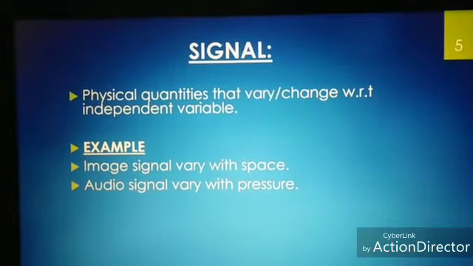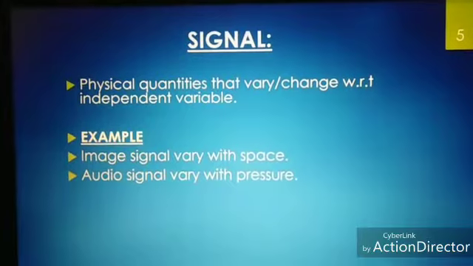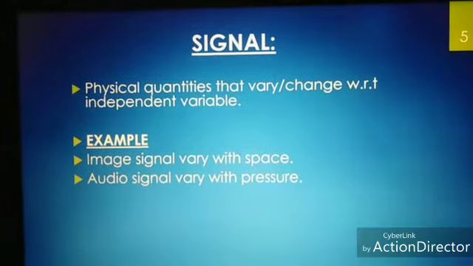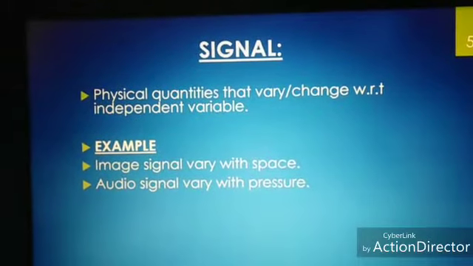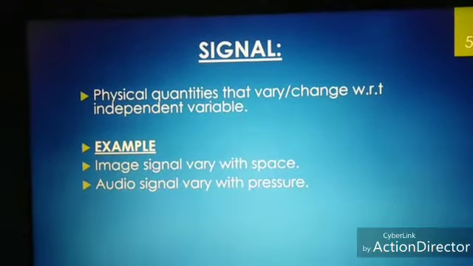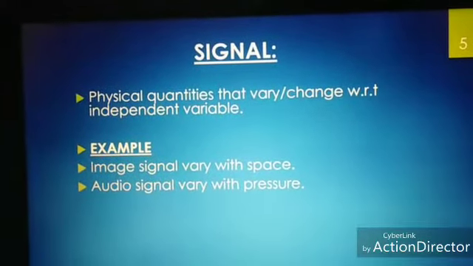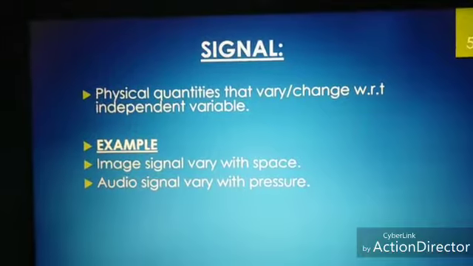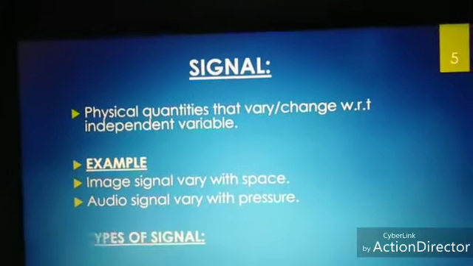The second example is the audio signal. Audio signals vary with pressure. It means that, let's suppose a person is speaking inside a class, then the voice will appear clear to the audience sitting nearby than to those sitting at the end. This means that voice varies with pressure. The more pressure the speaker applies, the more clear the voice will appear to the audience.